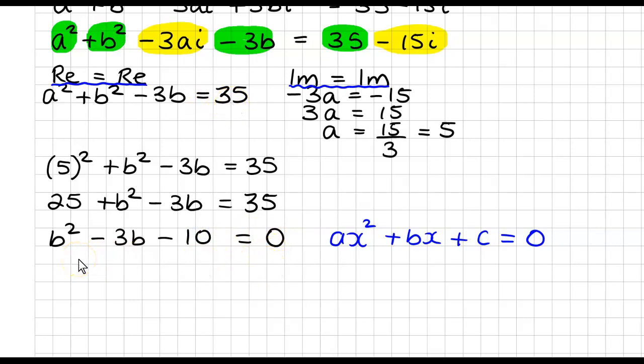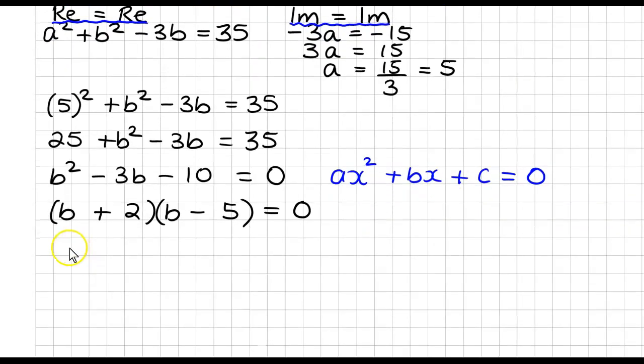Okay, so again, now we have to solve this. So I have my 5 and 2. So remember, I'm looking at my factors of 10 that are going to add to give me the middle one, which is 3. Now I need a negative 3, so that means I need more negatives than positives. Okay, so I need that many negatives, that many positives. So that means then I'm going to have that b is equal to negative 2 or b is equal to 5.